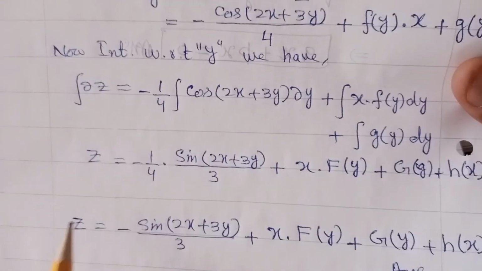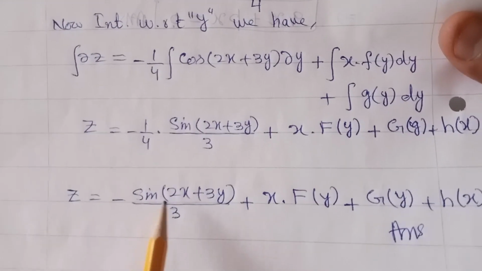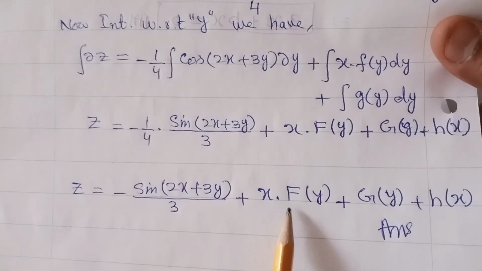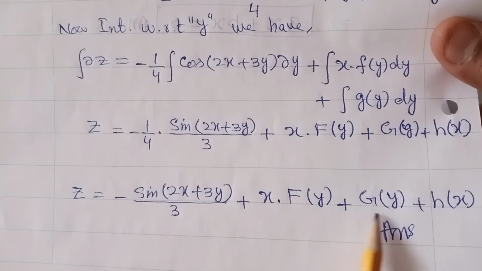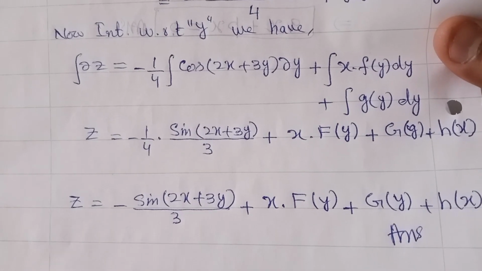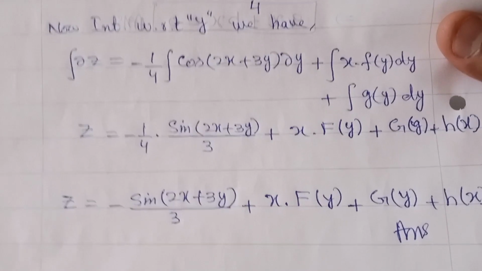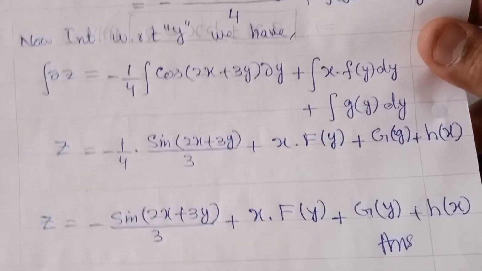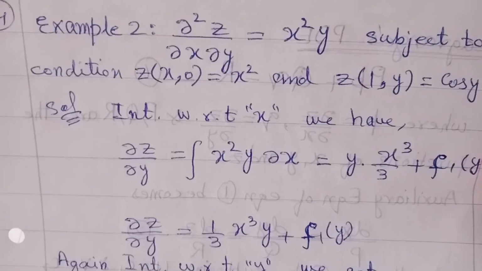Finally, we can write it as z is equal to minus sin 2x upon 2 times x plus 3 upon 3 plus x into f of y plus g of y plus h of x. So this is our required solution of the partial differential equation by using the direct method. Now we have another example.